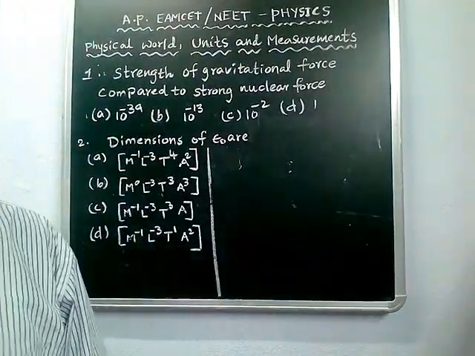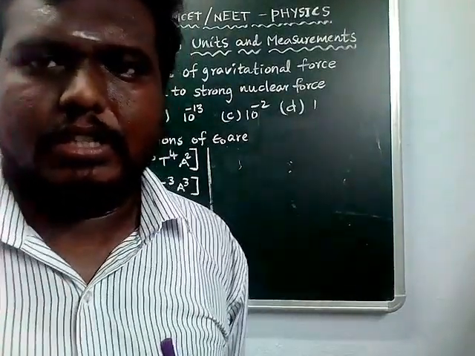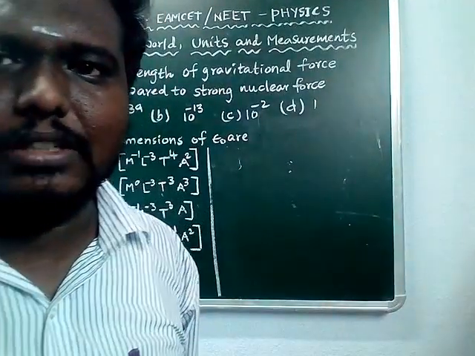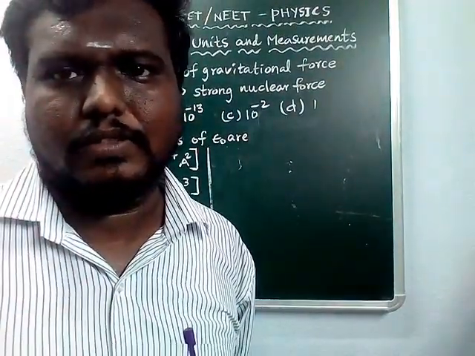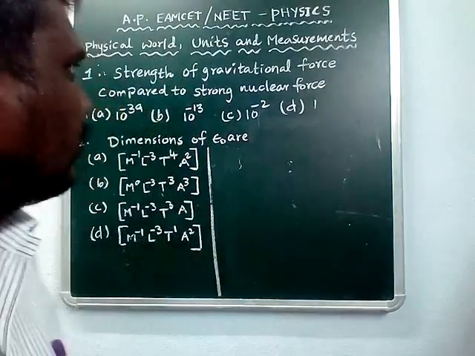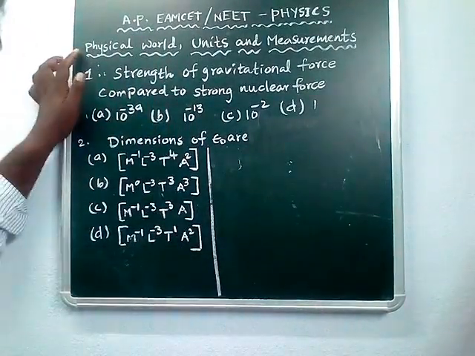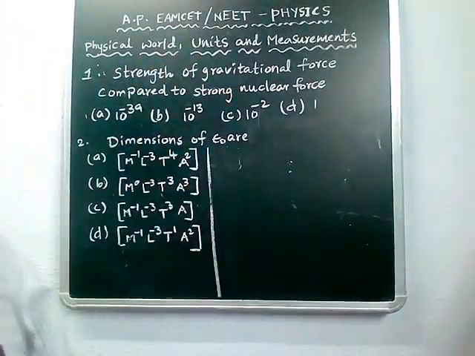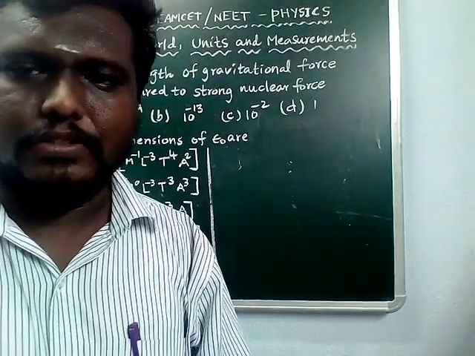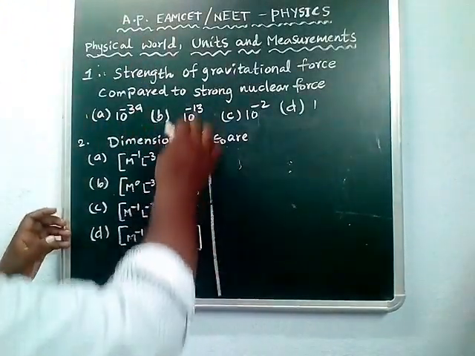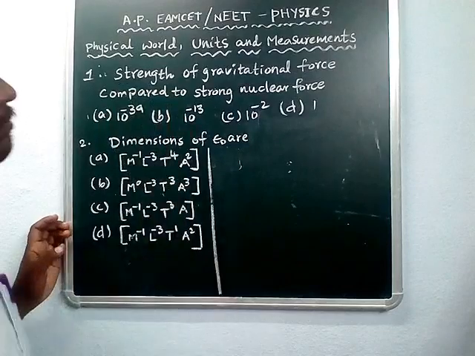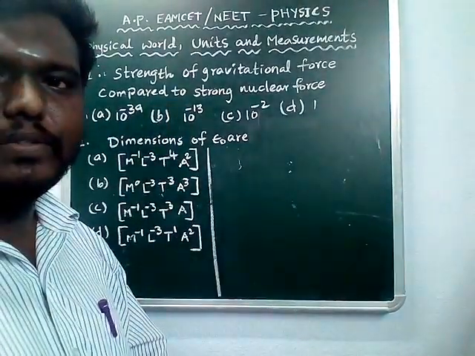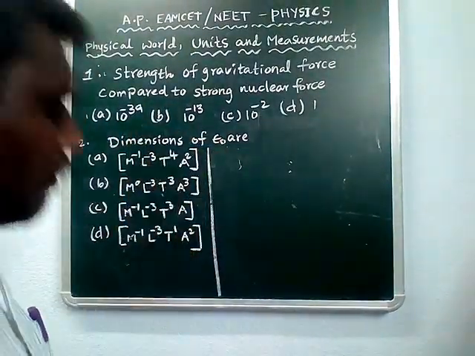Today we discuss previous NEET and AP EAMCET physics questions for the subject physics. Here is chapter 1 in physics: physical world, units and measurement. The first question is: the strength of gravitational force compared to strong nuclear force.